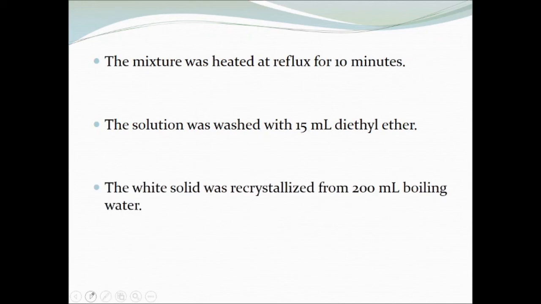Final example, the white solid was recrystallized from 200 milliliters of boiling water. Again, a student at your level should know what it means to recrystallize. You do not need to describe the procedure that you used. You do, however, need to mention the solvent. Again, you could recrystallize from water. You could use ether as a recrystallization solvent, or ethanol. There are any number of different solvents.